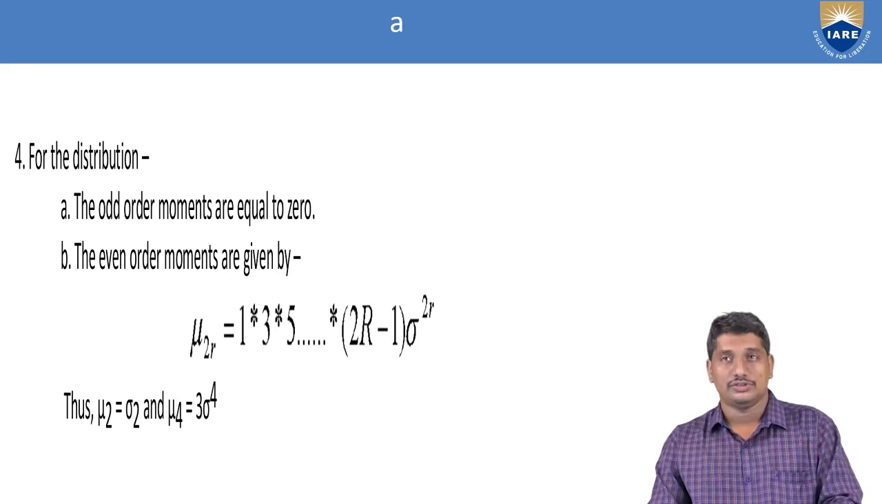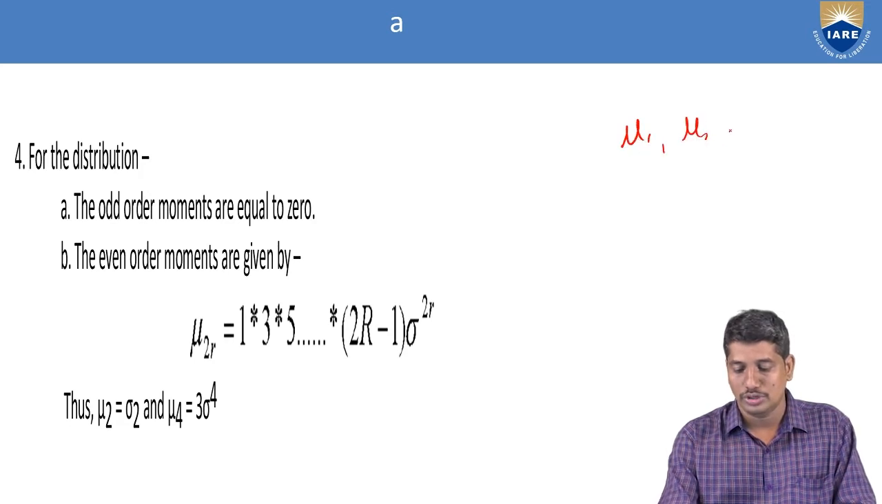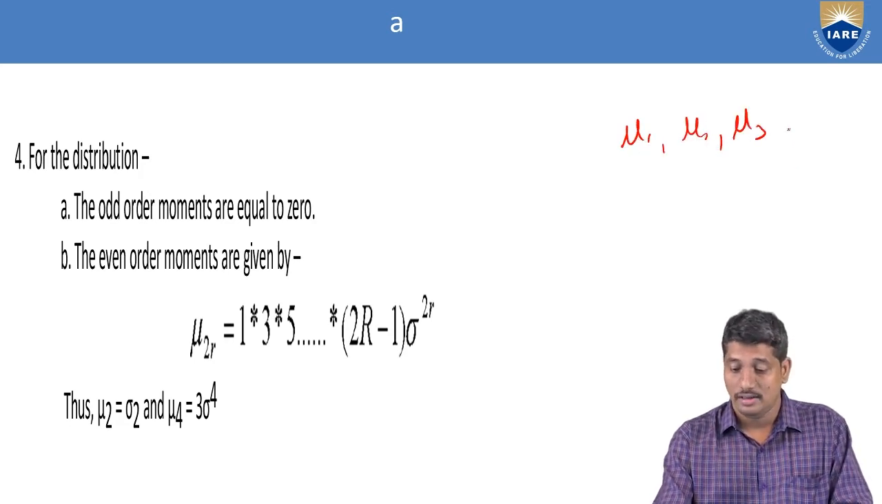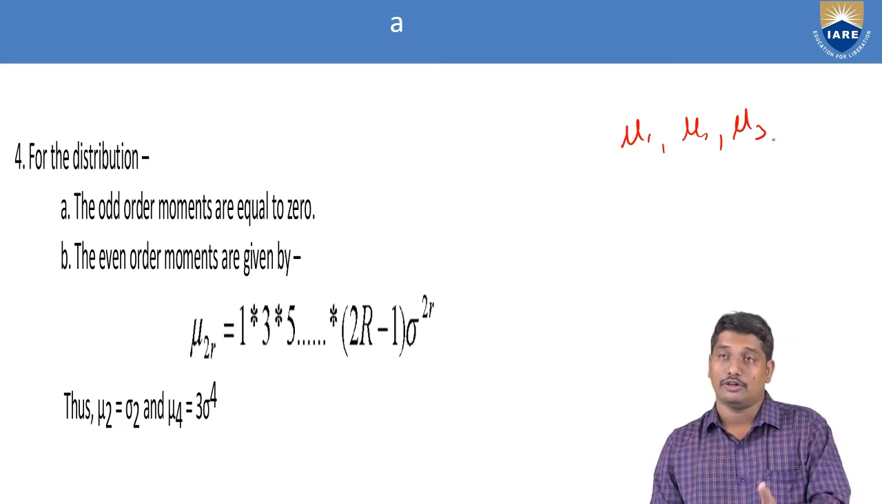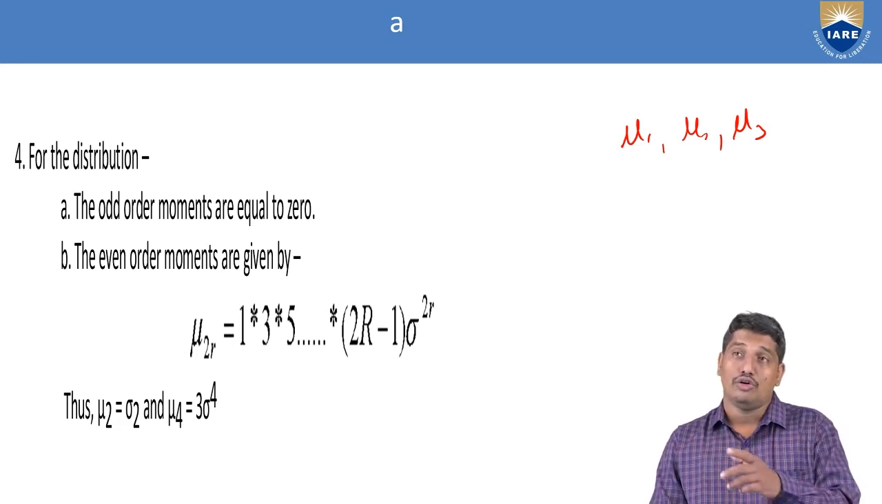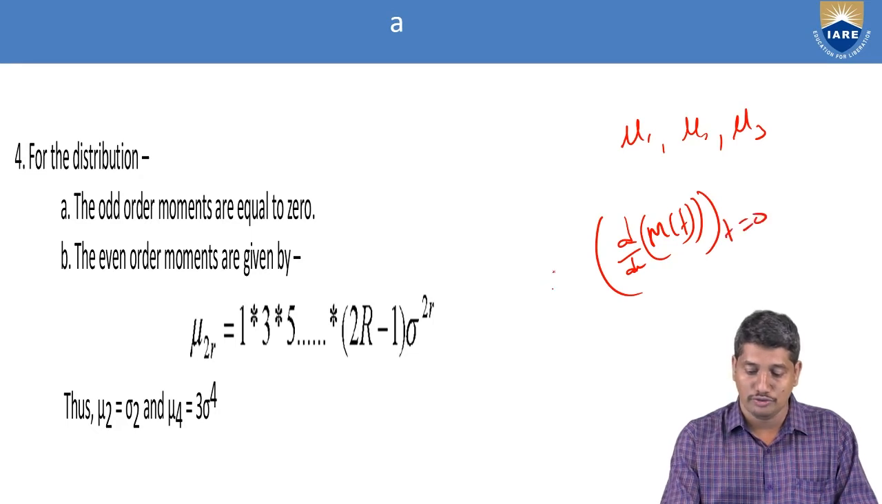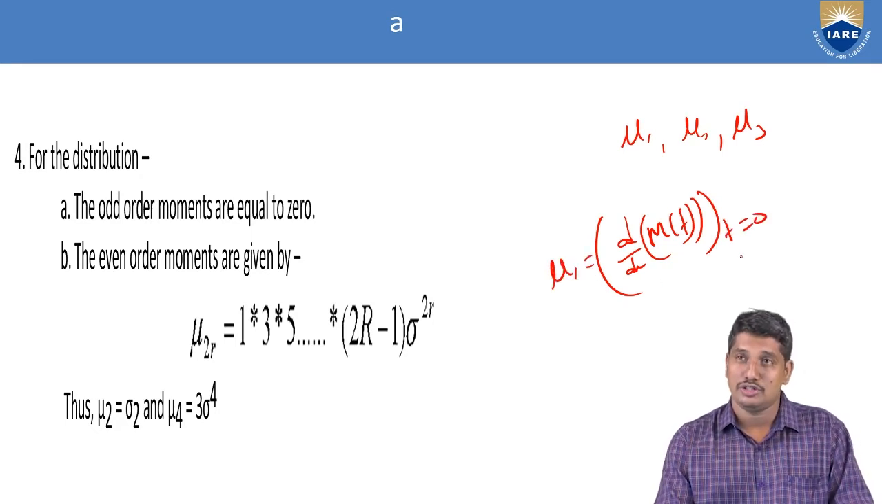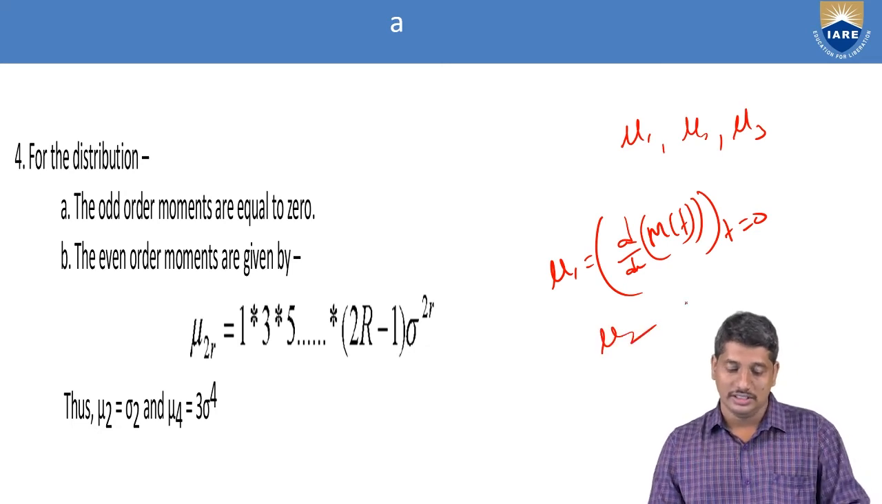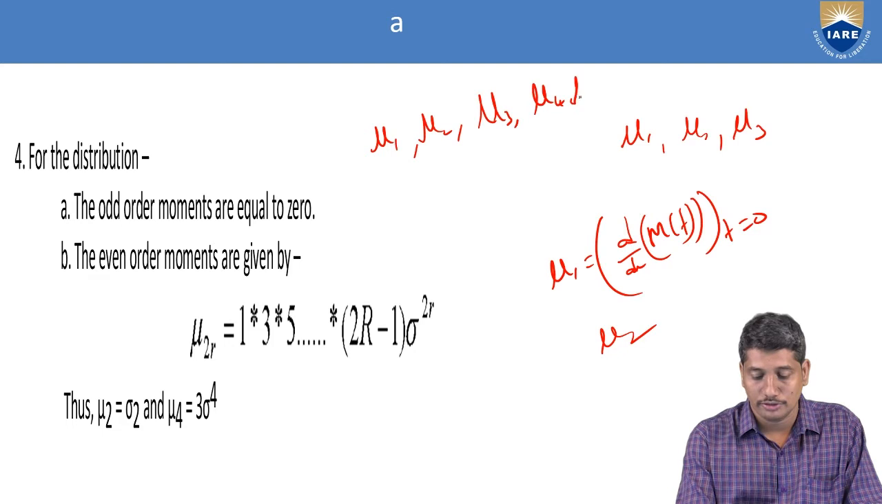And of course, we can calculate mu1, mu2, mu3, etc. These are called moments. Moments can be calculated from the MGF. We are going to derive the MGF of the standard normal distribution in a few minutes. You know how to calculate moments by differentiating. I told you yesterday, d/dt of the moment generating function, putting t equal to 0, gives you mu1, and the second derivative putting t equal to 0 gives you mu2. Like that you can calculate these moments: mu1, mu2, mu3, mu4, mu5, and so on.